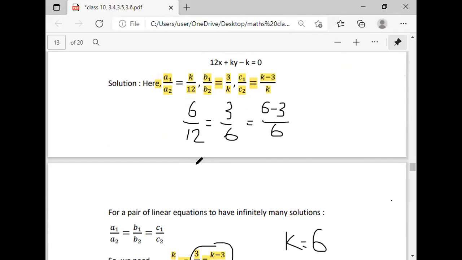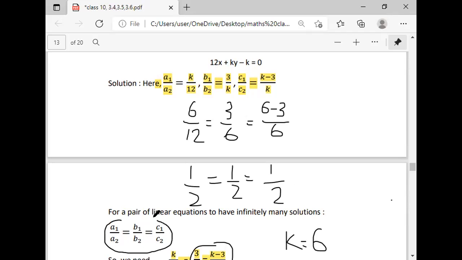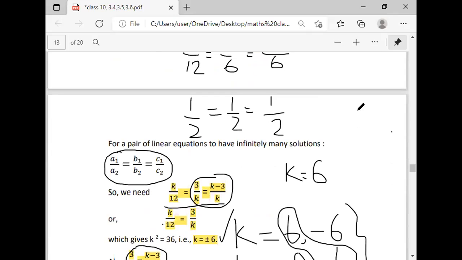Let us check. What is 6 by 12? 1 by 2. And what is 3 by 6? 1 by 2, it is also 1 by 2. And what about 6 minus 3 by 6? 1 by 2 also. Yes, and this was our given condition. For any pair of linear equations to have infinitely many solutions, a1 by a2 should be equal to b1 by b2 is equal to c1 by c2. That's how we have found the value of k.